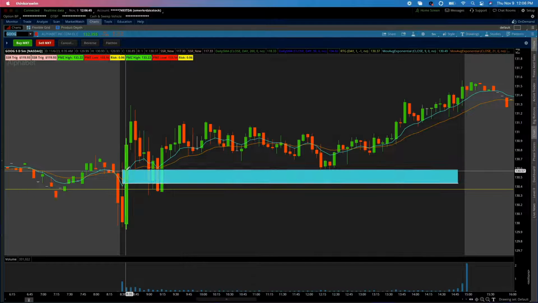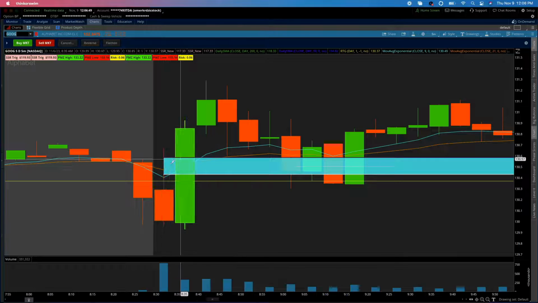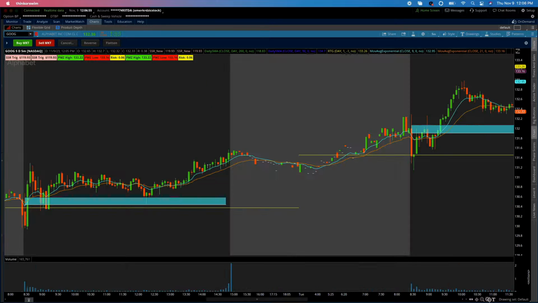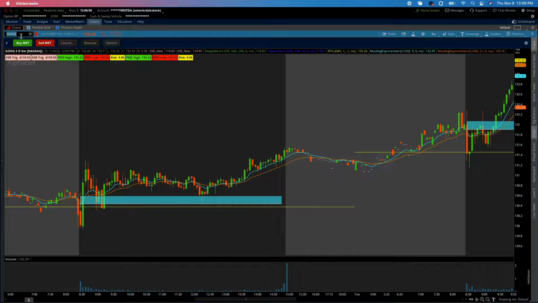So this was another day on Google where, right, I don't really want to be buying down here because we're below the PMZ, but once I get that break, pull back and hold, that kind of shows me confirmation. And what's really interesting, and this is really cool timing.